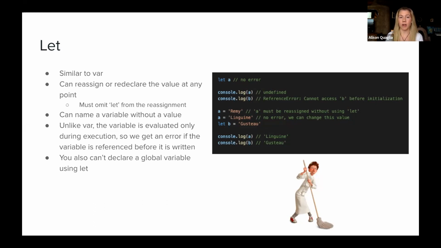But unlike var, the variable is only going to be evaluated during execution. So we're going to get an error if the variable is referenced before it's written. So you can see here we have console.log b, and it's going to say reference error cannot access b before initialization, since it's written actually below. And you also cannot declare a global variable using let.